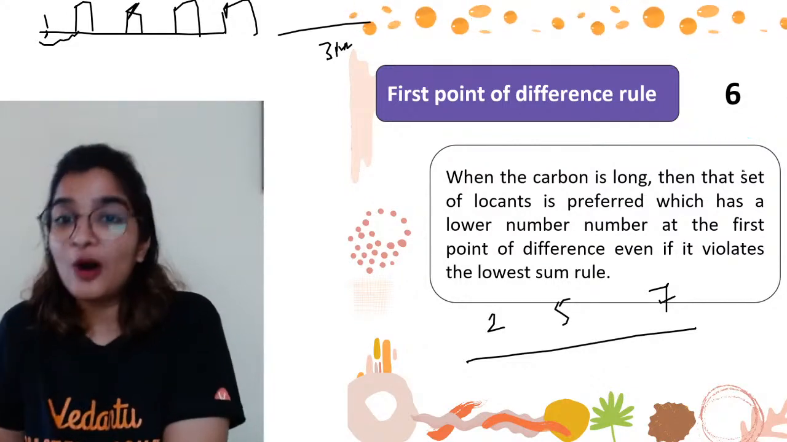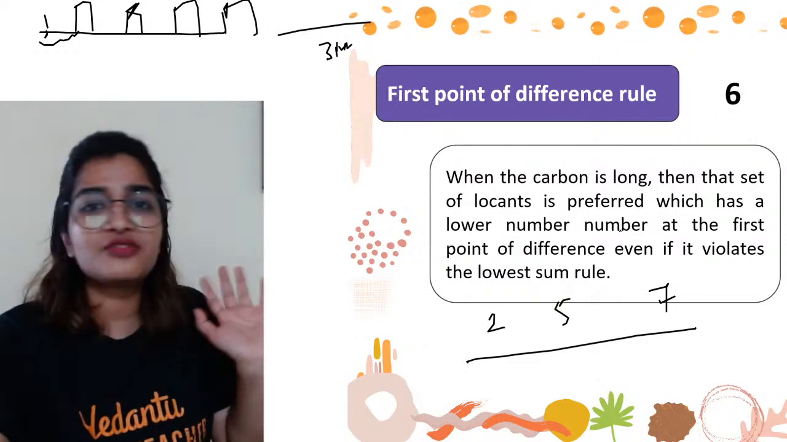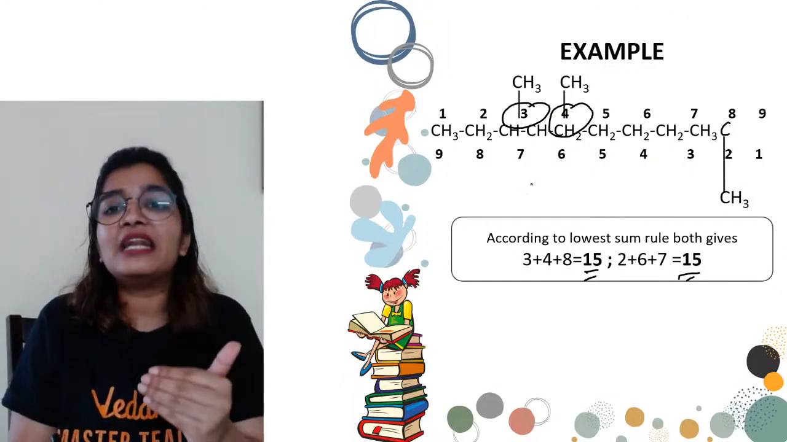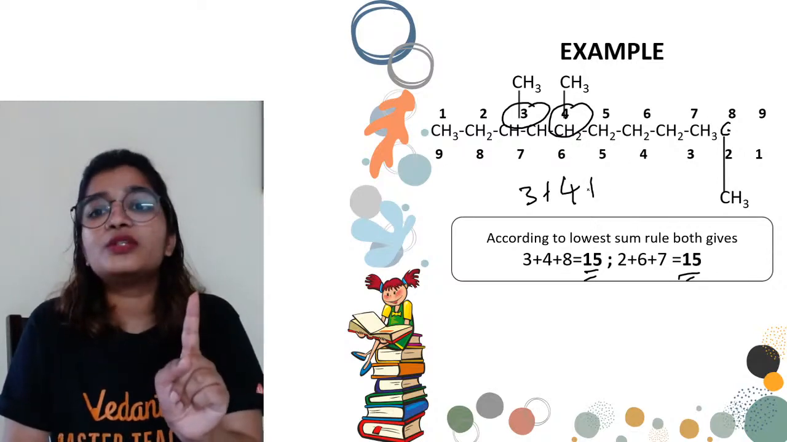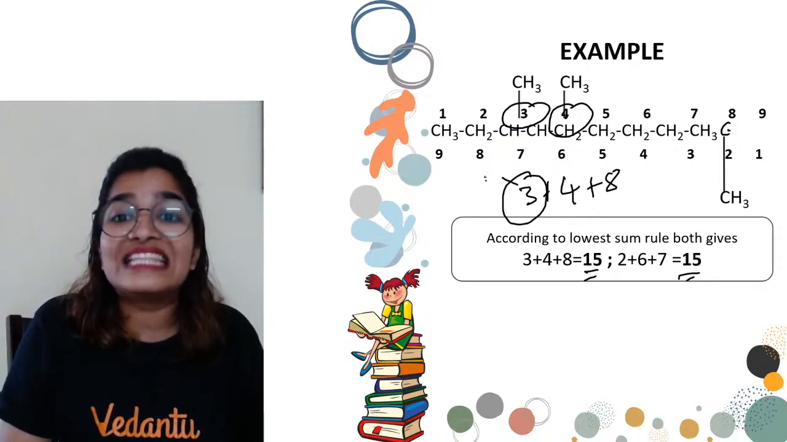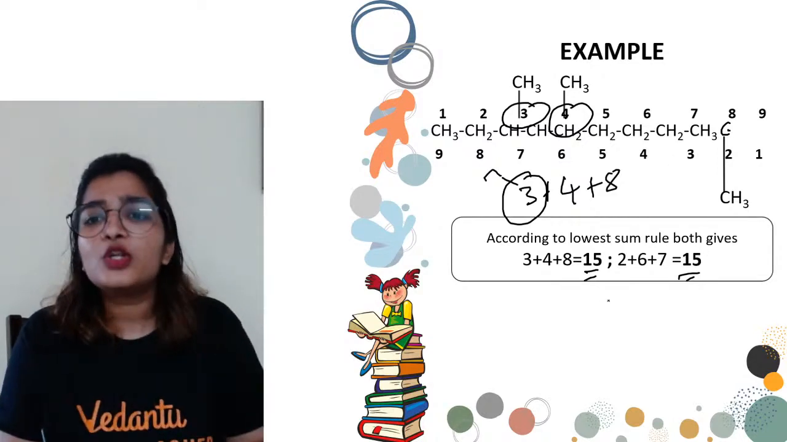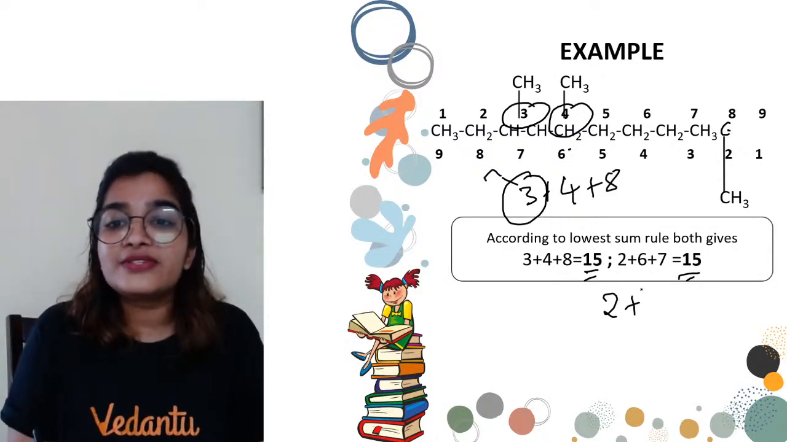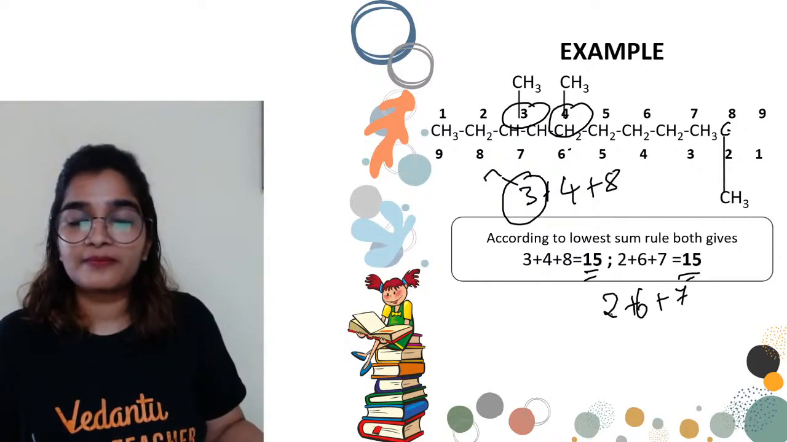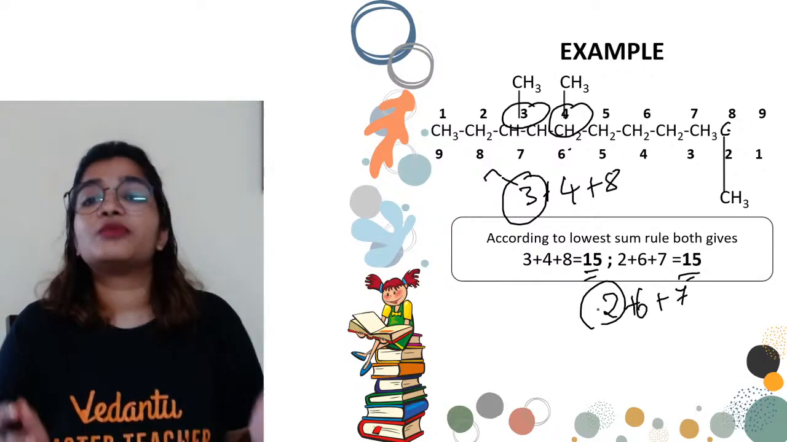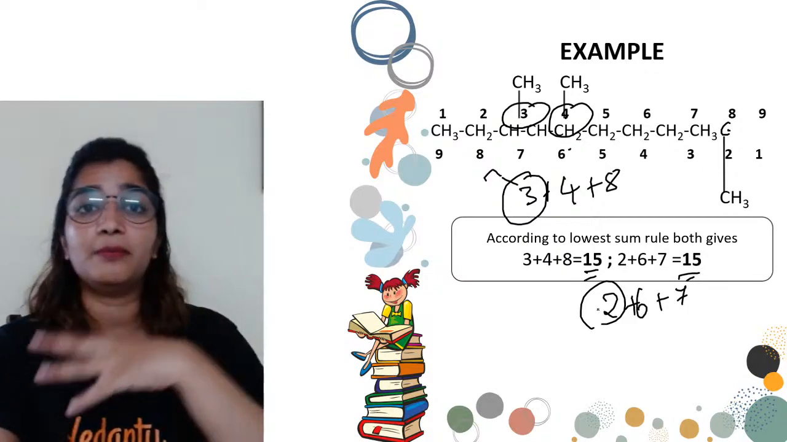So when the carbon chain is long, then that set of locants is preferred which has a lower number at the first point of difference. It's very simple. Here I'm adding 3 plus 4 plus 8. So the first point of difference is 3 here. But if I come from the right side, it will be 2 plus 6 plus 7. So in the first number, which one is smaller? The lowest one, 2. So we will go with that one. Here you are actually violating the lowest sum rule.